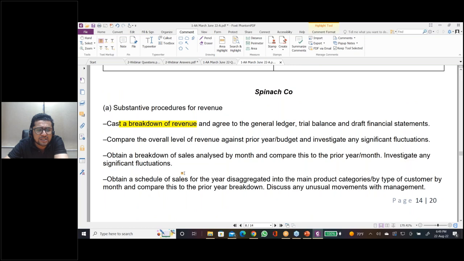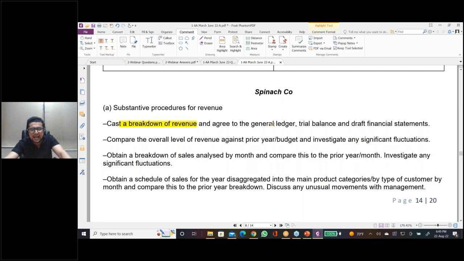Let's read the solution. So the first procedure was a simple one: cast a breakdown of revenue and agree it with the general ledger, trial balance, and the draft financial statement. Compare the overall level of revenue against the prior year or maybe with the budget, and see if there is any significant fluctuation. So this is recalculation, the first one. And the second one is what?